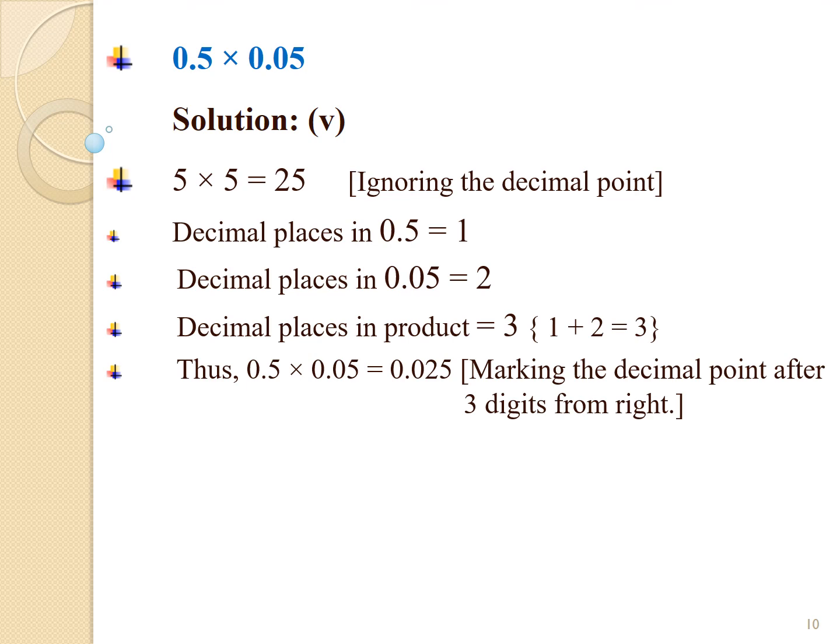Students, note that we get the product 25, which is a 2-digit number. But we have to place the decimal point after 3 digits from the right, as the sum of decimal places in the product is 3. So, we wrote 0 in the tenths place. Thereby, we get 0.025 and not 0.25. Students, so be alert in marking the decimal point in the product you obtain. Otherwise, you will get an incorrect answer.